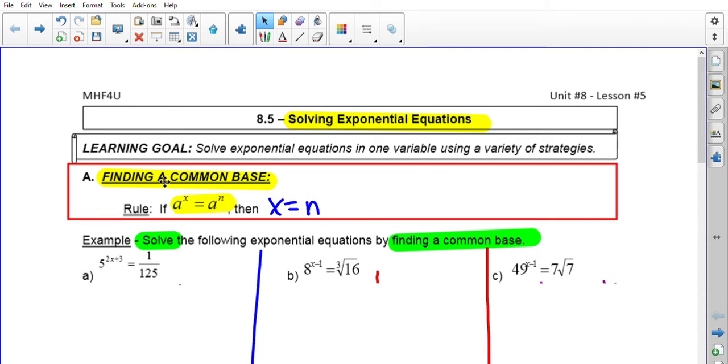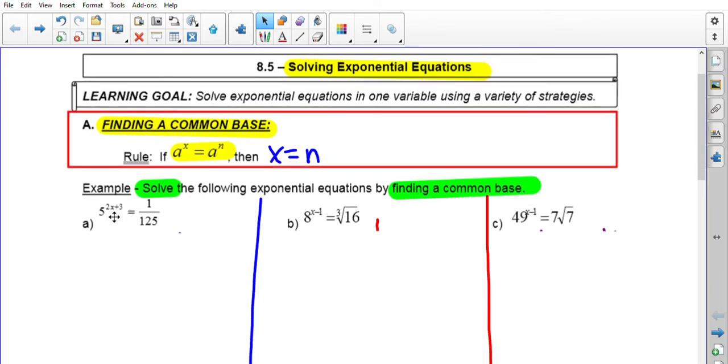We actually touched on a little bit of this in previous lessons. So that states that if you have a base to the x equals that same base to the n, so you have these two powers equal to each other, both with the same base but different exponents, the only way that they can be equal to each other is if the two exponents are equal. So in this case here, x equals n. So our goal then is to always try to make the left side and the right side powers with the same base, okay? And that's called the common base method. So we're going to solve this by finding a common base.